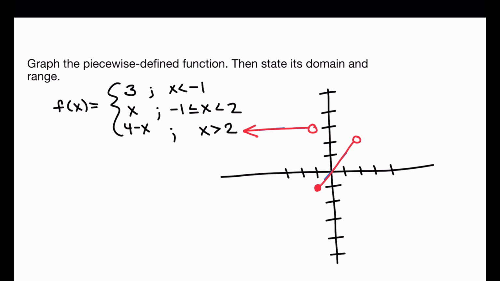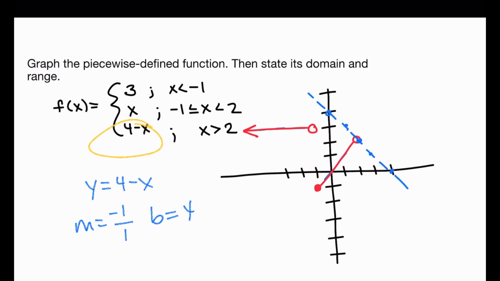Finally, my third piece, f of x equals 4 minus x. Oh, that's another linear function. y equals 4 minus x. The slope is the number in front of the x. That's a negative 1, or negative 1 over 1. The y-intercept is the constant, so 4. So I'm going to go to the y-axis, start at y equals 4. If my slope is negative 1, I have to go down 1 over 1, down 1 over 1, down 1 over 1, etc.